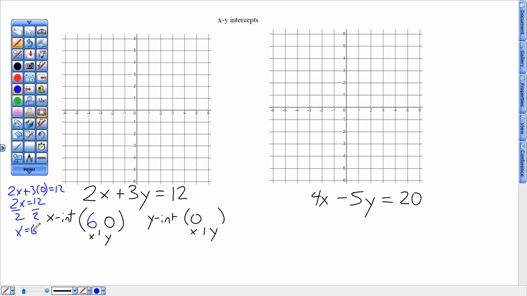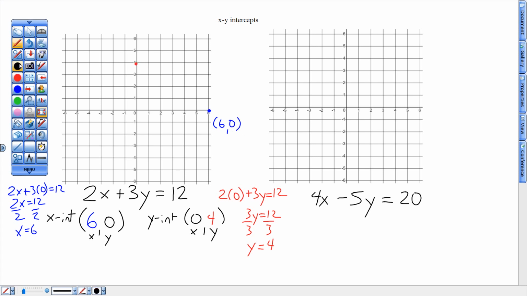For the y-intercept, it's the opposite: you're plugging in x is 0. So the x term goes away, and you're solving for just the y term. So 3y equals 12. Divide by 3, and the y-coordinate is 4. Those are my intercepts. So (6, 0) would be right here, where it crosses the x-axis, and my y-intercept would be at (0, 4).